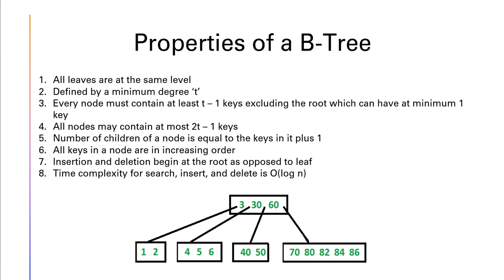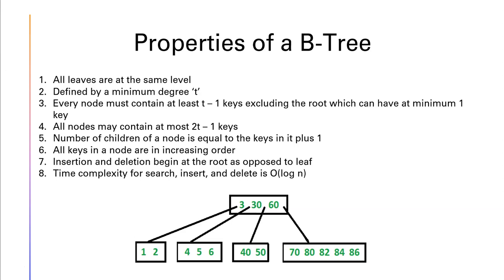Now, for number 4, there is a maximum. All nodes may contain at most 2t minus 1 keys. In this example, that means a node may hold at most 5 keys. And this becomes important when you think of insertion.